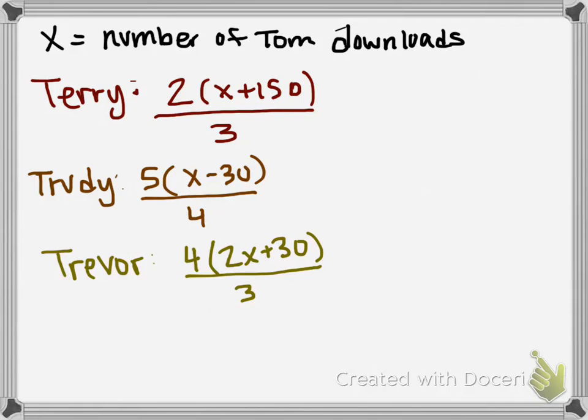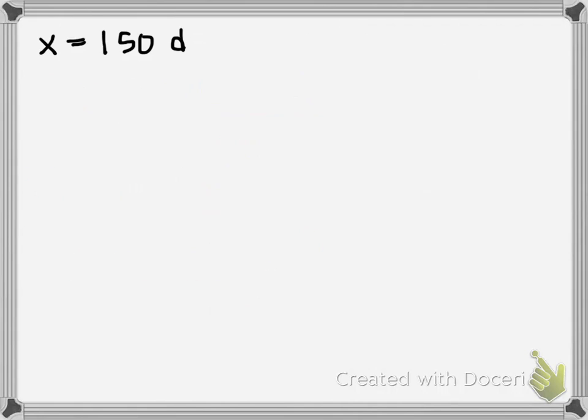Number 4 says, suppose Tom has 150 MP3 downloads. Determine how many MP3 downloads each person has. So we're going to say that x equals 150 downloads.